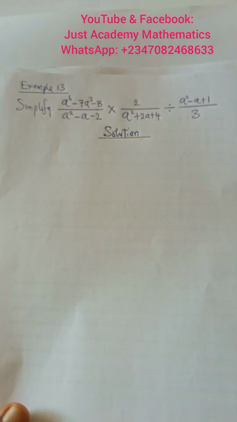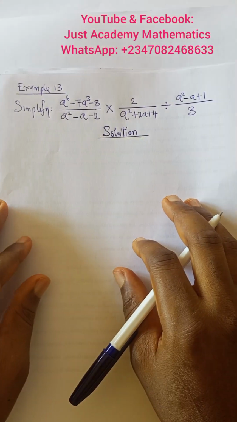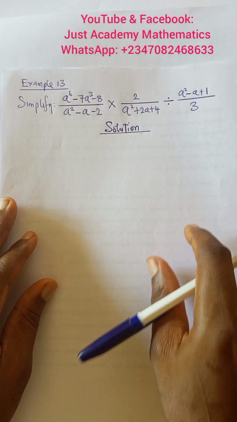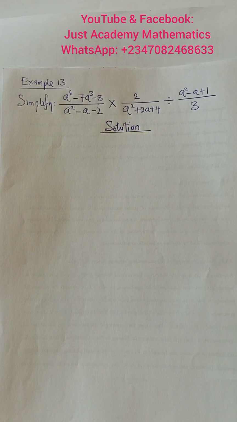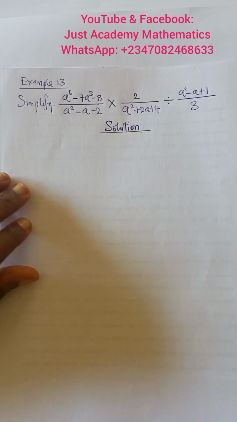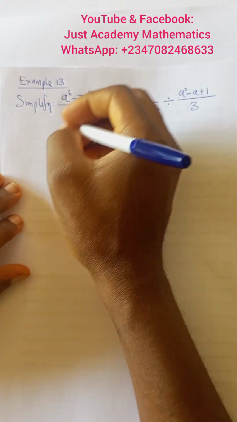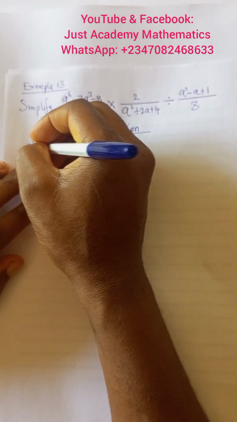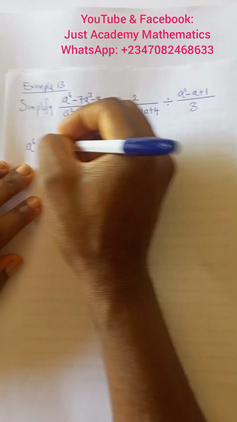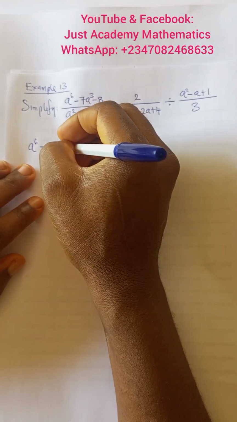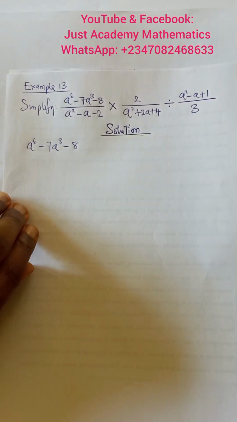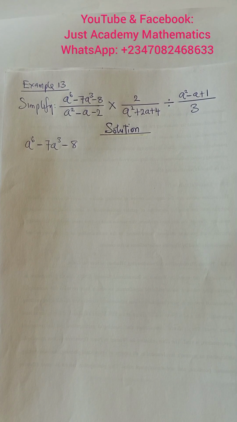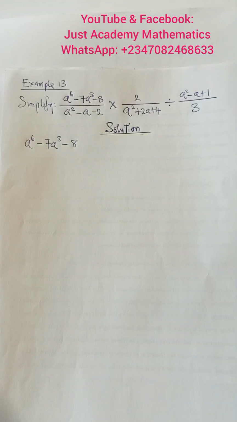Let's close with this. Look at this question, example 13. Say we are to simplify this. The work is this first one here. Let's start by simplifying the first one, which is a^6 minus 7a^3 minus 8. That is where the work is. Let's break that one down, then we'll know how to go about these ones.